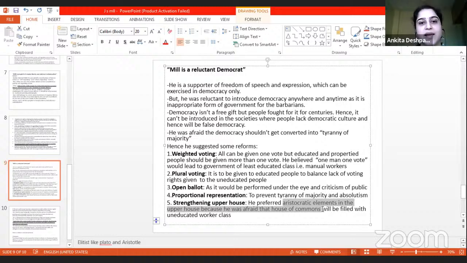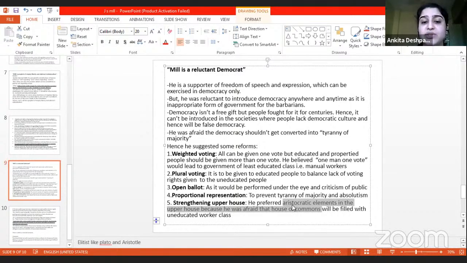See, elitism again. He can't be a Democrat if he's being so elitist about everything. That only educated people should have this, only matured people should have this, only property people should have this voting, uneducated people should not have this. So he believes in democracy. He loves the concept of liberty, but he is not in favor of giving it to everybody. All right. So because of that, he was also afraid that upper house will also be filled with uneducated people. So he said, no, no, no, let's not do that.